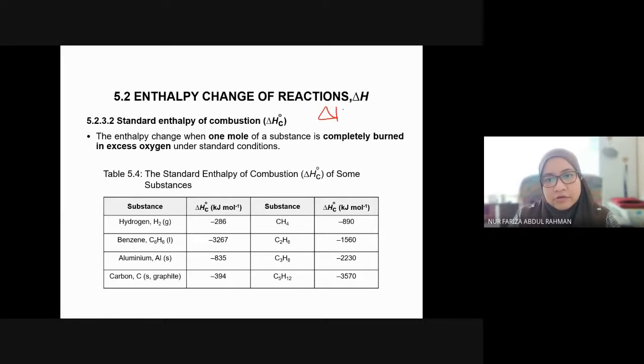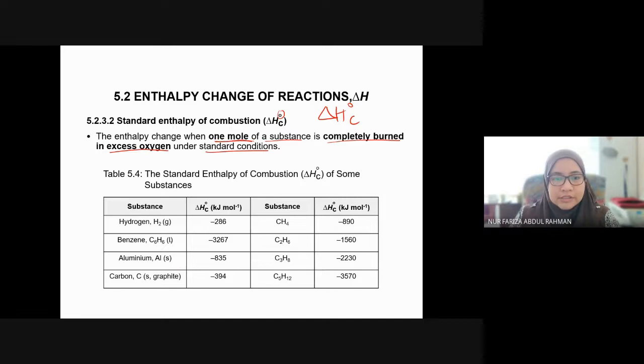So this is how you denote the enthalpy change of combustion. Okay, you have C. So you replace the F just now with C ataupun you add in the C. That stands for combustion. Okay, so 1 mole, so it is specified here that the substance that need to be burned must be in 1 mole. So it will be completely burned in excess oxygen under standard condition. Okay, if we have not here, that means the condition must be at standard.